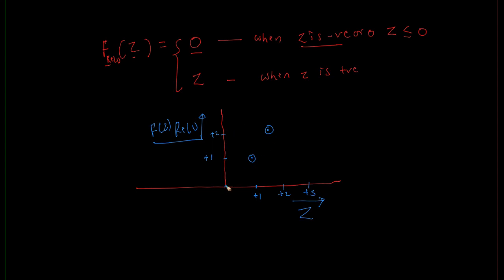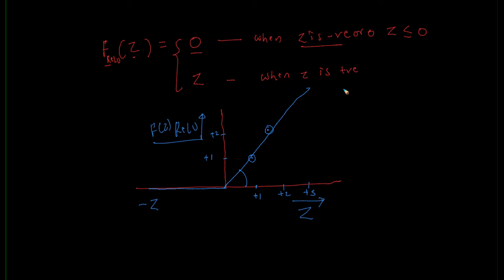So if I plot this line, it will be exactly a line making a 45-degree angle with this axis as well as this axis. But when z is negative or 0, we'll get f ReLU as 0. That means we'll get this kind of line here. When z is negative, we'll get f ReLU as 0. So that is the plot of f ReLU.